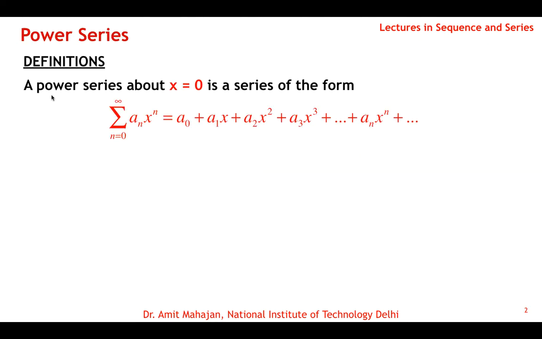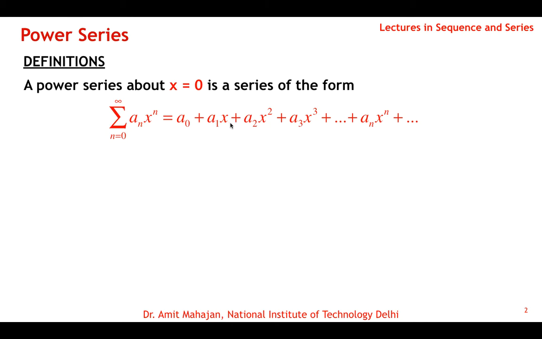So, a power series about x equal to 0 is a series of the form summation a n x power n, where index n varies from 0 to infinity. Okay, so if we expand this, it will look like an infinite polynomial: a naught plus a1 times x plus a2 times x square plus a3 times x cube plus so on plus an times x power n plus so on.